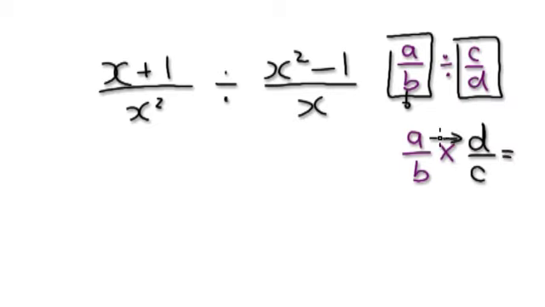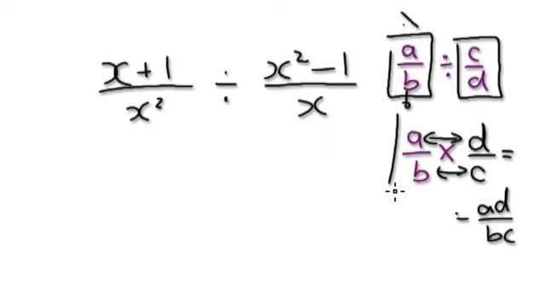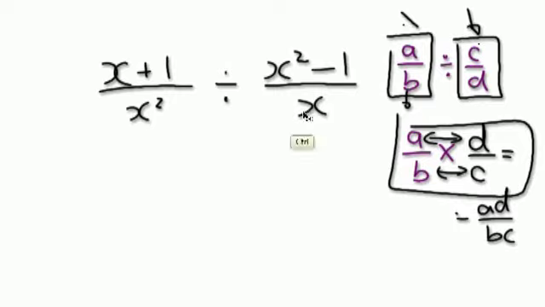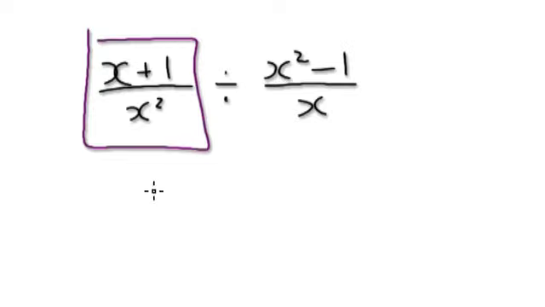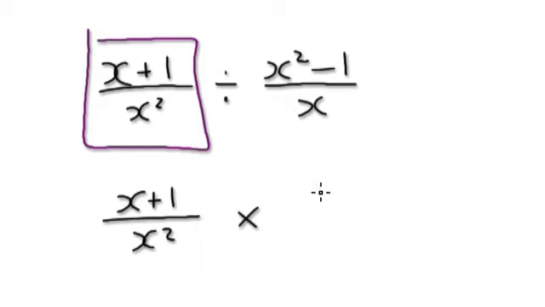Okay, so now it's just top times top, bottom times bottom. So it equals AD over BC. So rather than doing this, you would do this. You would times the reciprocal of the second fraction. So in order for us to do this, let's keep this the same. So this fraction will be x plus 1 over x squared, and then you times the reciprocal of this. So this will be x over x squared minus 1.